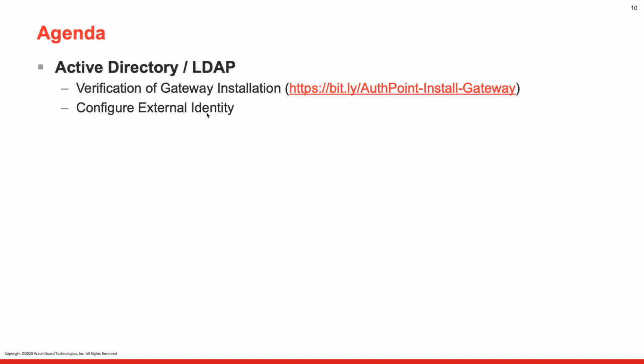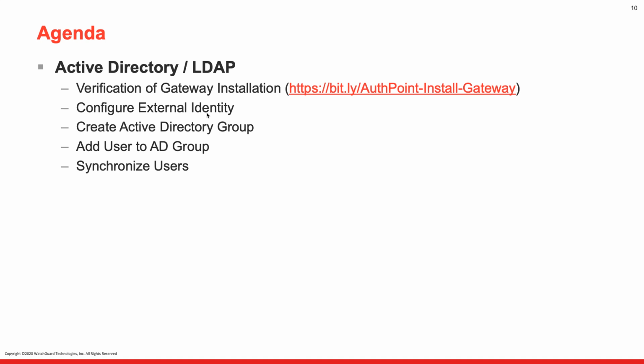We're going to configure that external identity. We're going to create the Active Directory group and ultimately add that user to the Active Directory group, which will then be set up to synchronize those users from Active Directory into AuthPoint. Then we're going to take a look at Azure Active Directory.